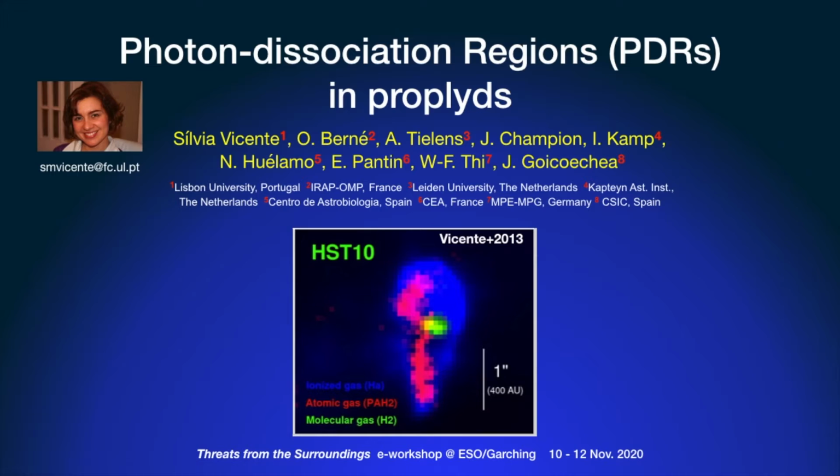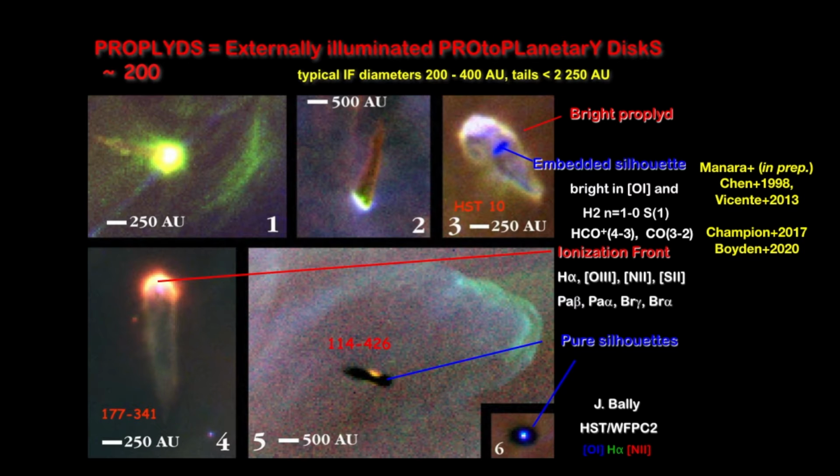In this poster, I summarize our observational and modeling results on the structure and properties of photodissociation regions in proplyds. Externally illuminated protoplanetary disks, also called proplyds, are found in many regions of massive star formation, but they were first discovered in the Orion Nebula cluster near the Trapezium stars, identified by their typical teardrop-shaped ionized cocoons with embedded disks seen in extinction in HST images.